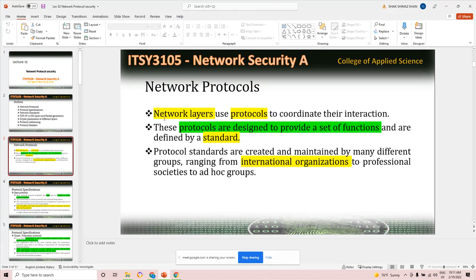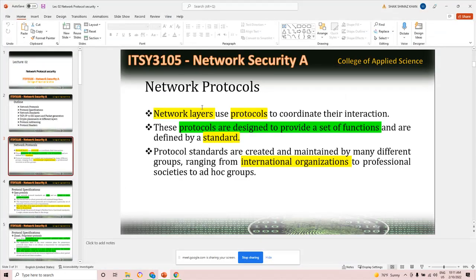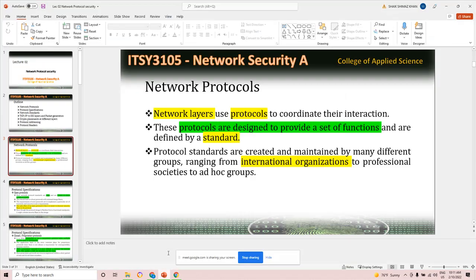Now you can understand network layers. A network layer model can be OSI or TCP/IP. These are the network layers, and network layers have protocols. For example, you can see HTTP, TCP, IP. These are the names of the protocols. So please understand that these layers have protocols.